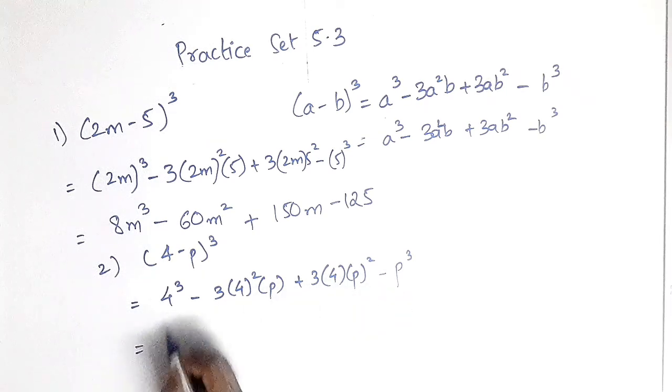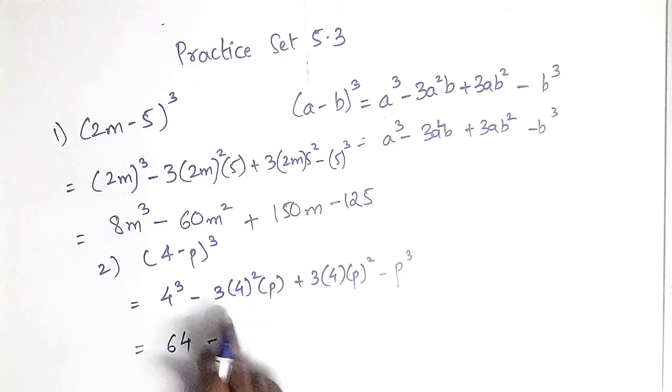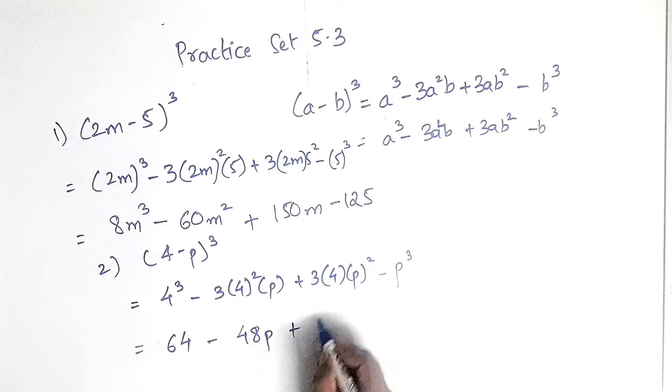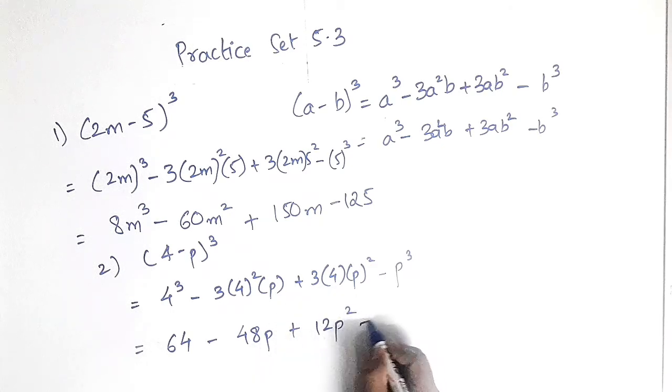So let us begin. What is 4 cube? 4 cube is 64, 4 4s are 16, 16 4s are 64. Minus, first I'll do square, 4 square is 16, 16 3s are 48 p. Plus this will be 3 4s are 12 p square minus p cube. So you are done with the second one. This is your final answer. Now let us move on to the third one.